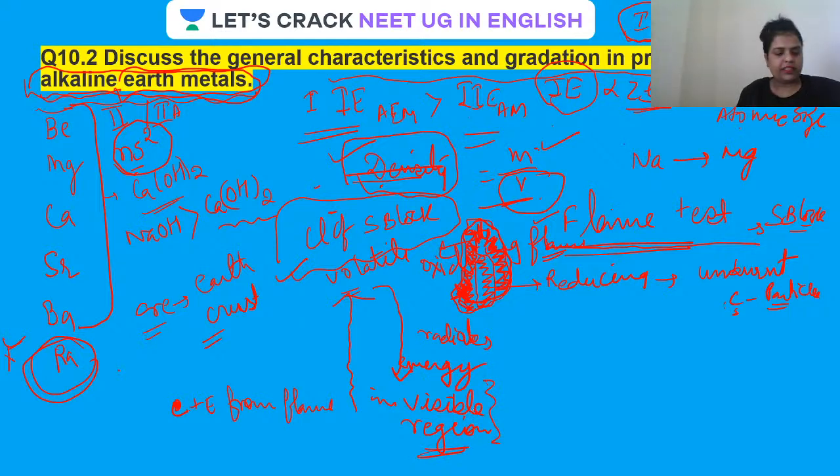I'm repeating, that is the reason we observe a specific color. But remember, guys, if it is an alkali metal, all of them are going to give you color. For example, if it is lithium, I'm repeating, if it is lithium, it will give you crimson red.